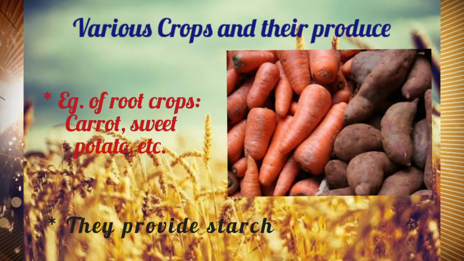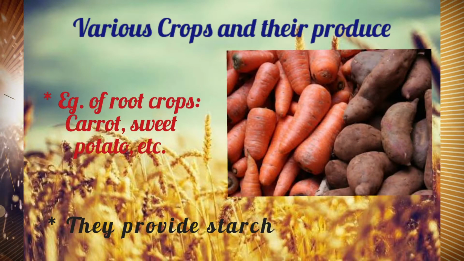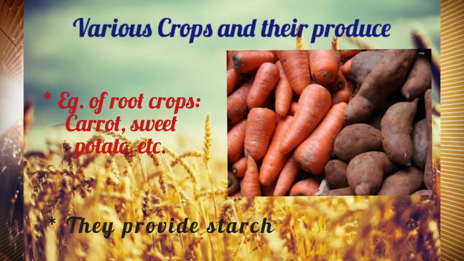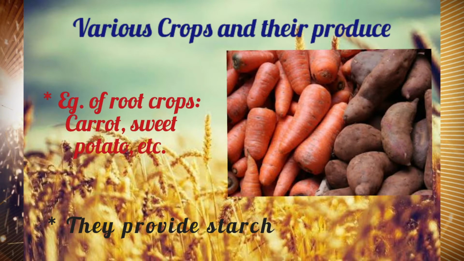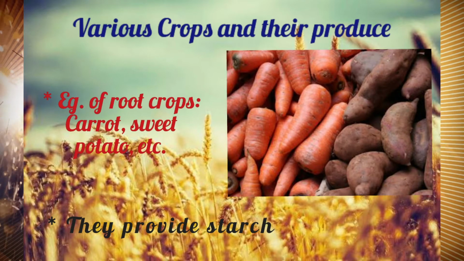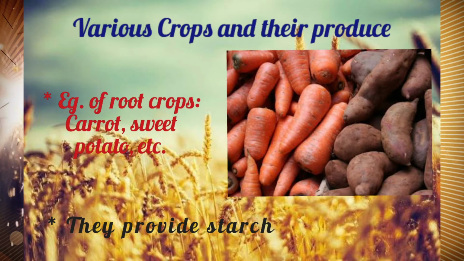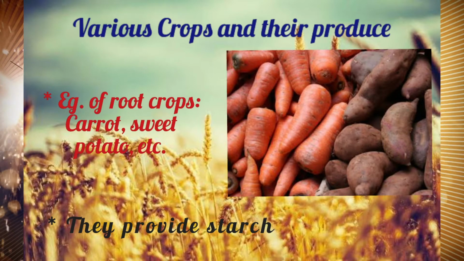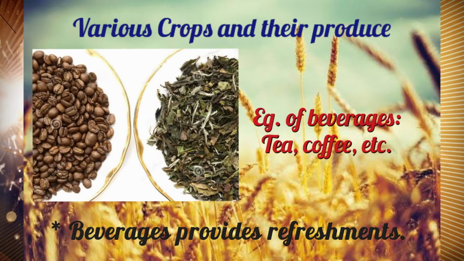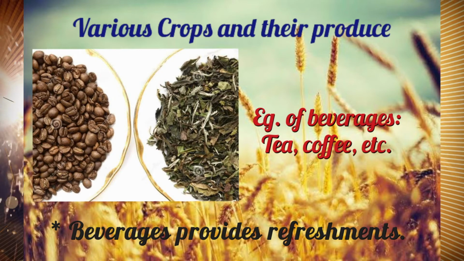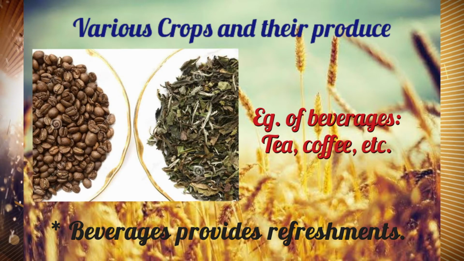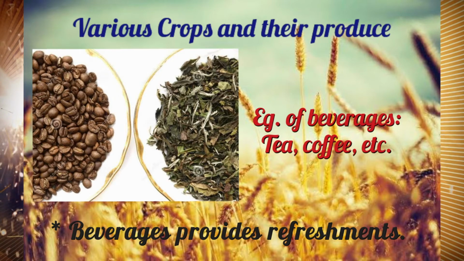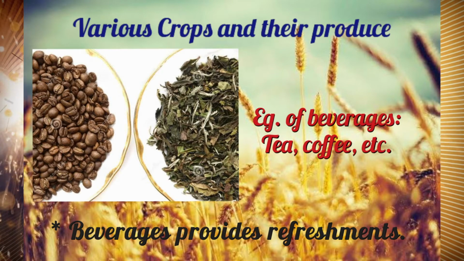Next is root crops. Examples of root crops are carrot, sweet potato, etc. So these are edible roots. They provide us with starch. We get starch from these root crops, and starch provides us energy. And apart from starch, root crops also provide us with vitamins, and vitamins are necessary for healthy eyes, bones, skin, blood, etc. Okay. Next are beverage crops. Examples of beverage crops are tea and coffee. We get beverages from beverage crops, which we take for refreshment. So this is how the crops are classified on the basis of their produce.